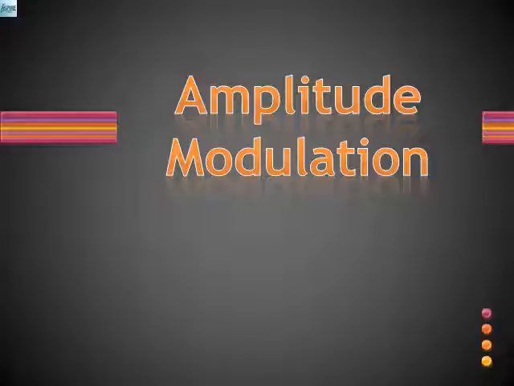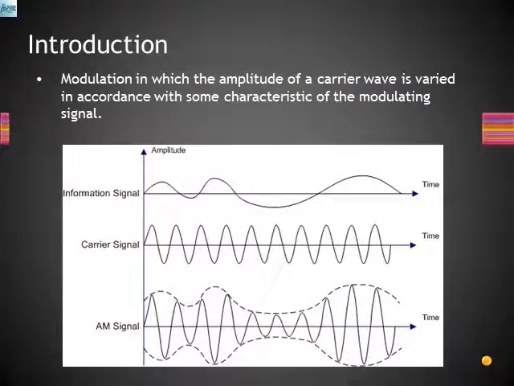Now we'll discuss amplitude modulation. Amplitude modulation is a modulation in which the amplitude of a carrier wave is varied in accordance with the same characteristics of the modulating signal.